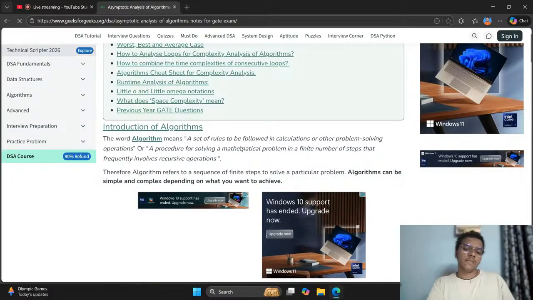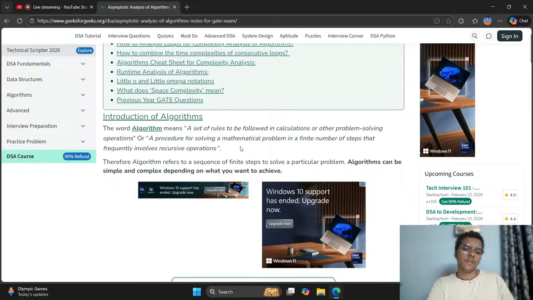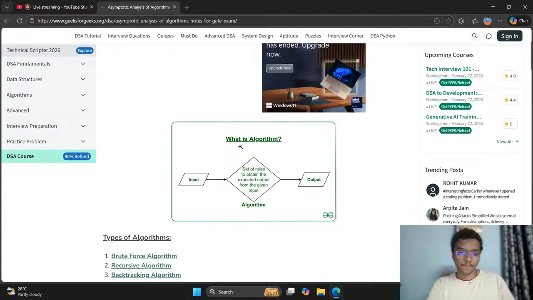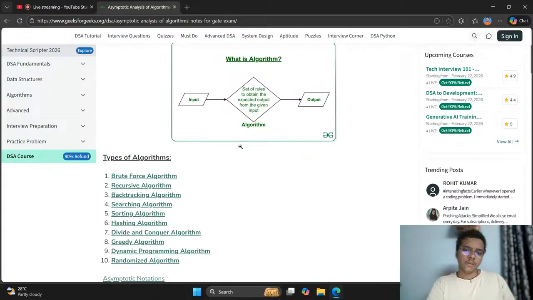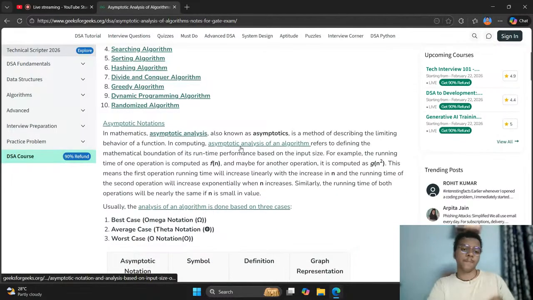The word algorithm means a set of rules to be followed in calculations or other problem solving operations, or a procedure for solving a mathematical problem in a finite number of steps that frequently involves recursive operations. Therefore, algorithm refers to a sequence of finite steps to solve a particular problem. Algorithms can be simple and complex depending on what you want to achieve. Input: set of rules to obtain the expected output from the given input. Types of algorithms: brute force, recursive, backtracking, searching, sorting, hashing, divide and conquer, greedy, dynamic programming, randomized algorithm.